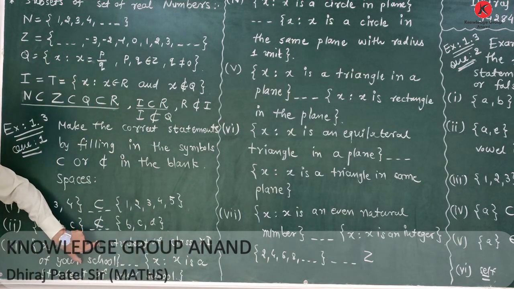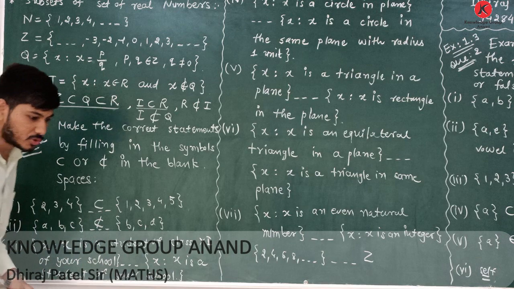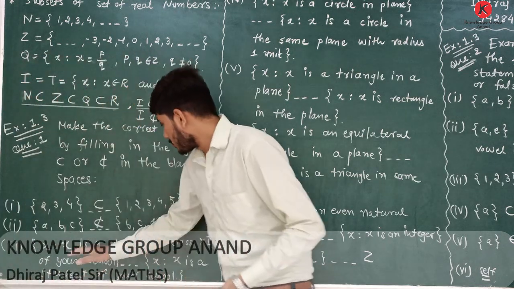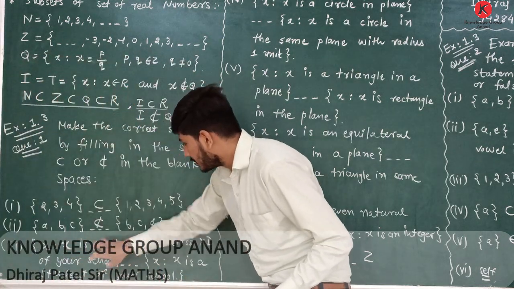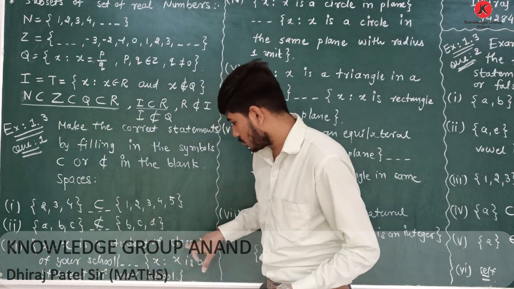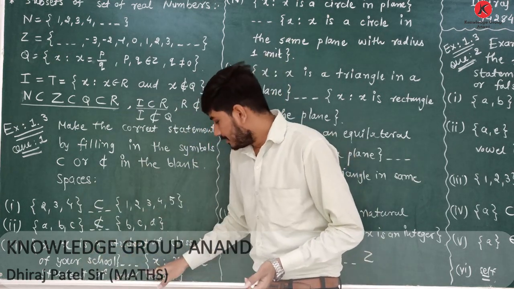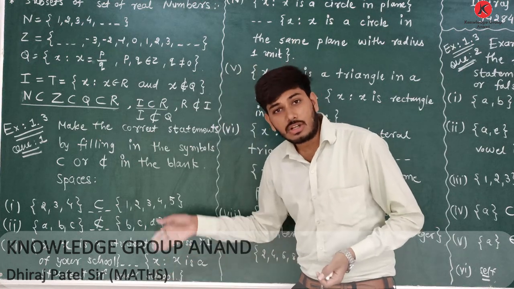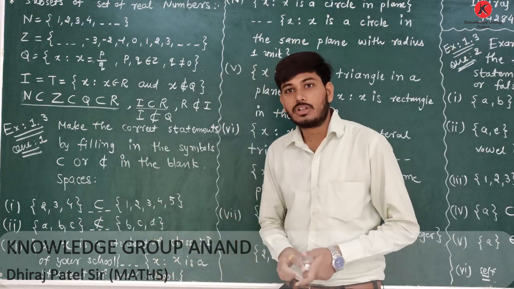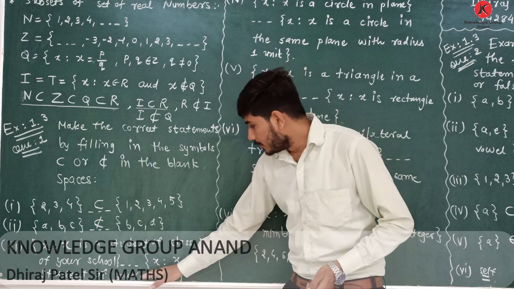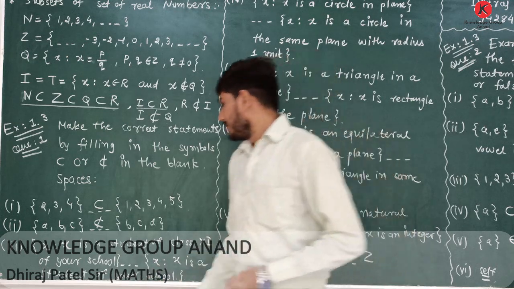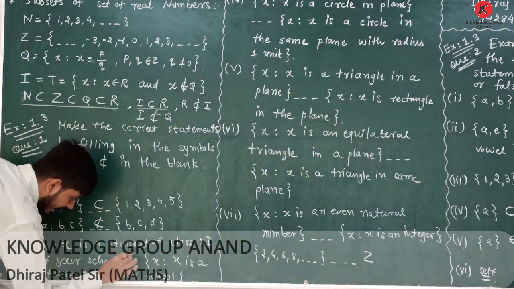Next, the third question is: {x such that x is a student of class 11 of your school} blank. The second set is {x such that x is a student of your school}.